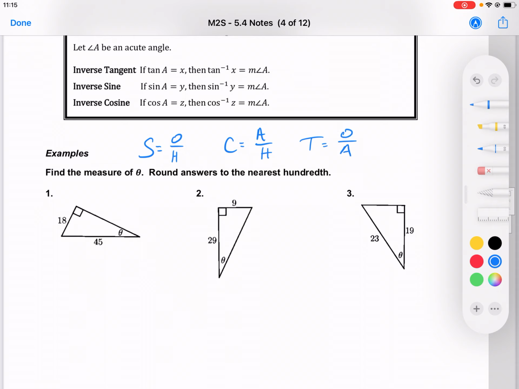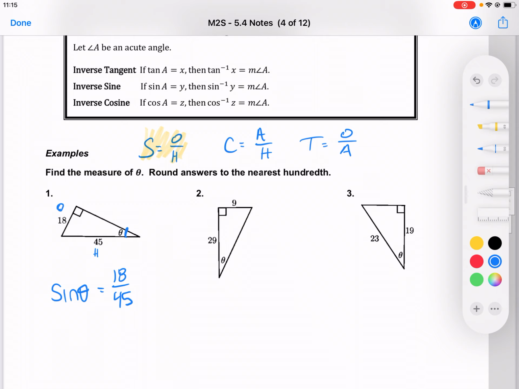The first thing you want to do in all of these problems is to figure out which of the trig ratios we want to use. For number one, we have this angle right here. The 18 is our opposite side across from the angle, and the 45 is our hypotenuse. That tells us we're going to be using sine. So sine of theta is equal to our opposite, 18 over 45.